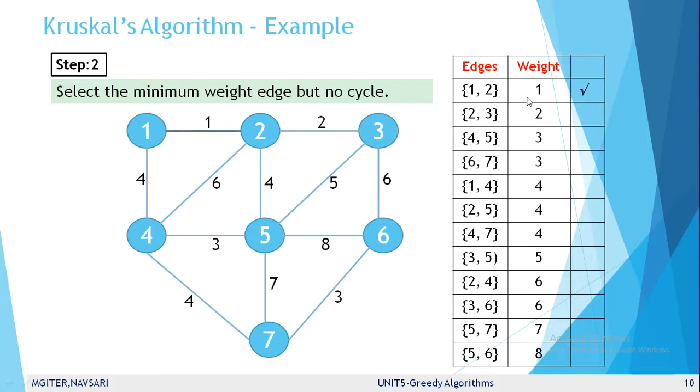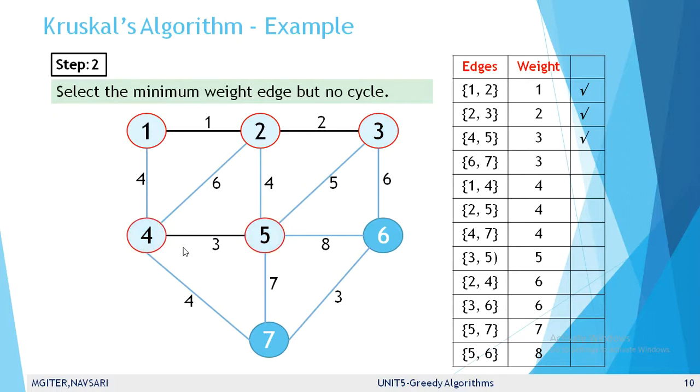Now first we select 1 to 2. After that we select 2 to 3. After that we select 4 to 5 with the weight 3. After that 1 to 4, so here we select 1 to 4. After that 6 to 7.